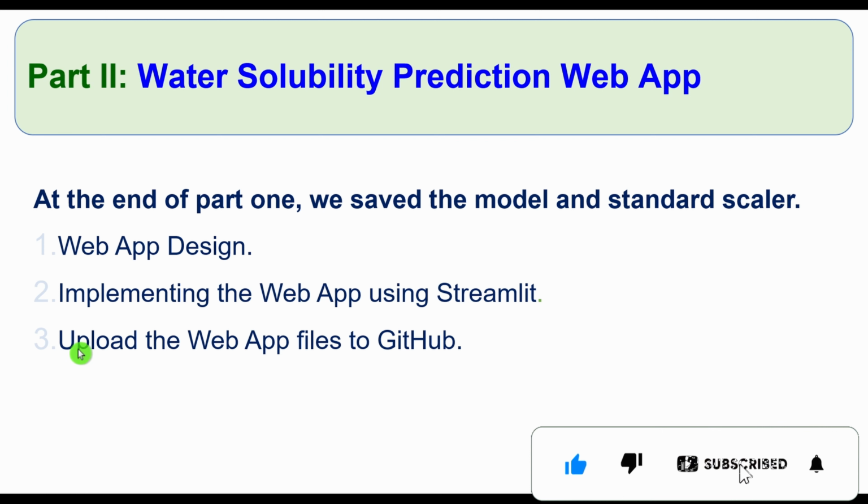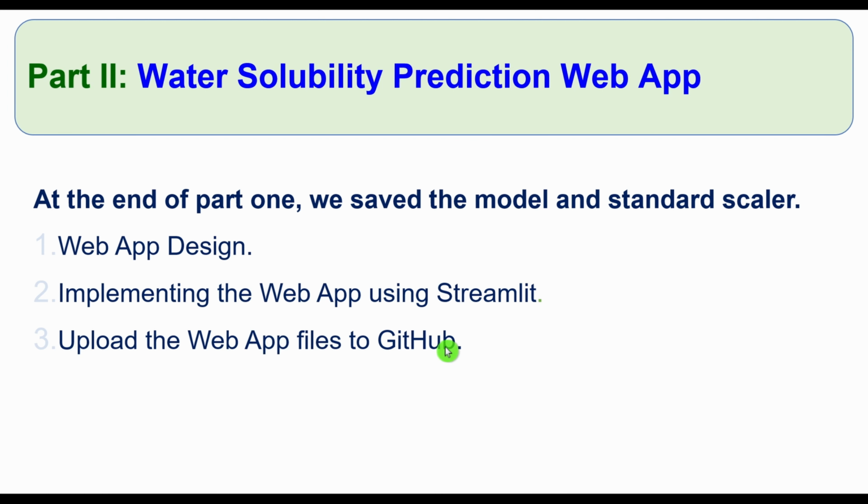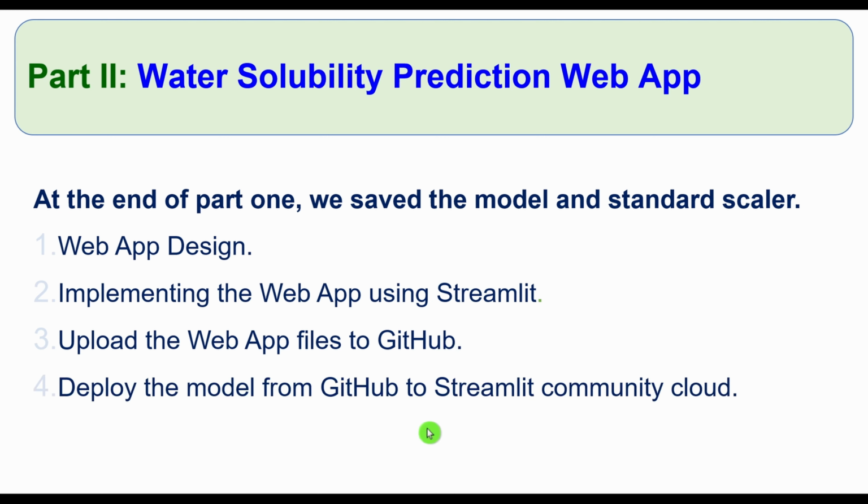So we need to upload the web app files to GitHub. And lastly, we will deploy the model from GitHub to a Streamlit cloud. So we'll do these 4 steps. Now let's start with the first step. Let's start with the web app design.